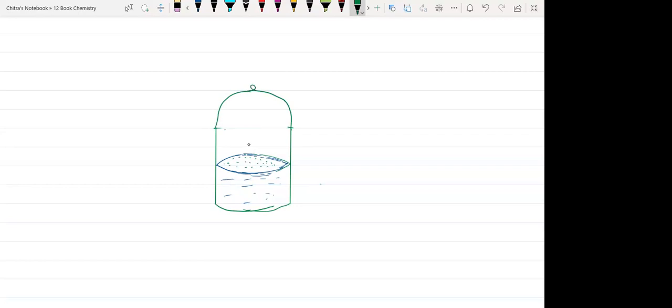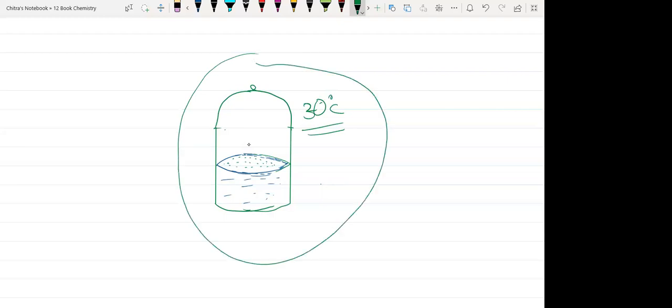And I have maintained the temperature here. The temperature is constant, which can be 20, 25 or 30 degrees Celsius, any temperature you can take. I'm just taking 30 degrees Celsius, and I have kept this constant temperature in its surrounding. So we know that the liquid, water, is volatile in nature, right everyone? So the liquid particles are going to evaporate, no?